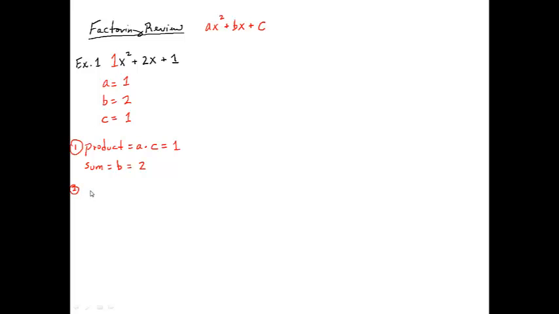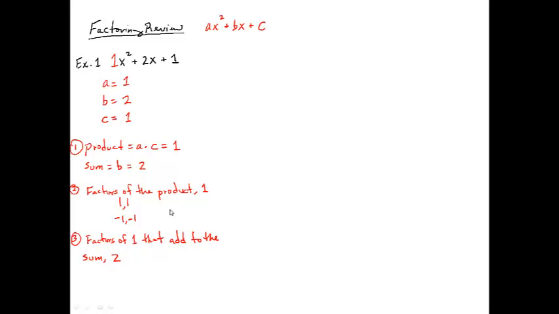Step 2, now we want to get factors of the product, which is 1. So what are the factors of 1? 1 and 1, as well as -1 and -1. Awesome. So those are all my factors of 1. Now what do you need? You want the factors of 1 that add to the sum, which is 2.